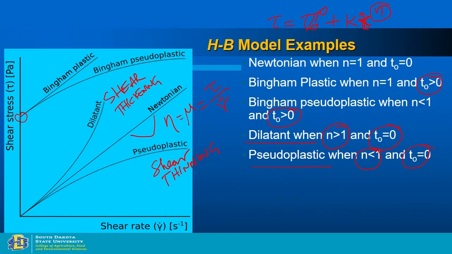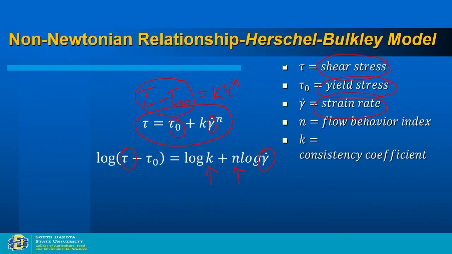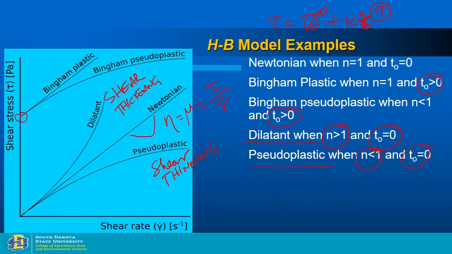So in fact, what it means is, if you go back to this graph here and model this with this one, your values will be different, K and N will be different, and you can differentiate between the different fluids based upon these K and N values.